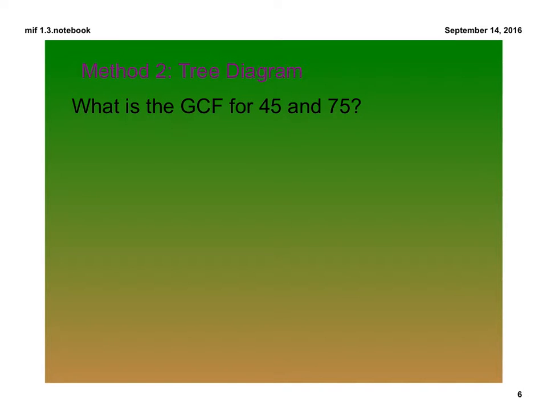Our second method relates to the tree diagrams that we were using for prime factorization. We're going to do the exact same thing with these tree diagrams. So we start with 45. 45 is 3 times 15. 15 is 3 times 5. So our prime factorization for 45 would be 3 times 3 times 5. For 75, we have 5 and 15. 5 is prime. 15 is 3 times 5.